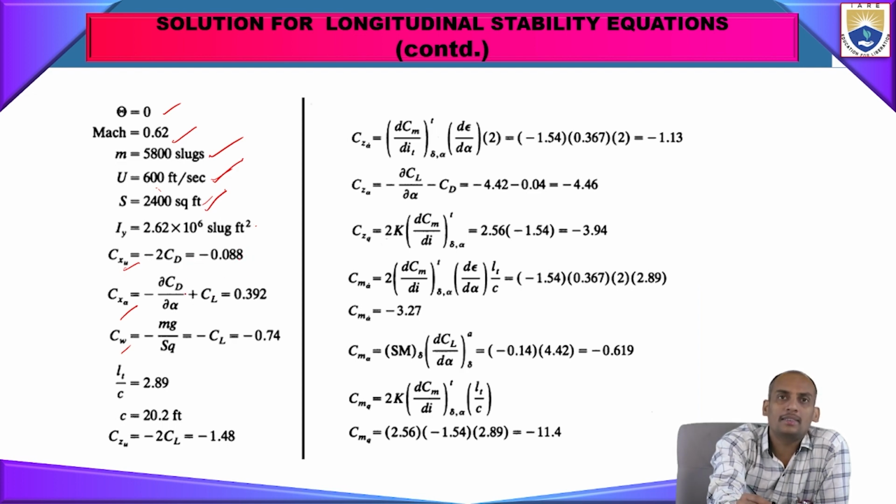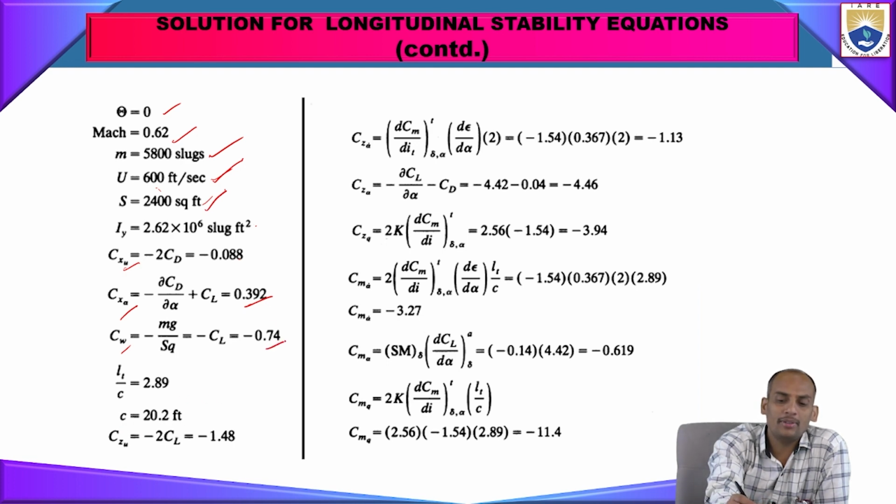The CD thing also we can take out from the data sheet, and the CL values also we have taken from that aircraft data sheet. That is around 0.392. And CW is mg by sq. So mg and sq we have already given here. That value is around minus 0.74. And this LT by C also we have taken from that data sheet only. That is 2.8. And C is chord. So chord is around 20.2 feet.